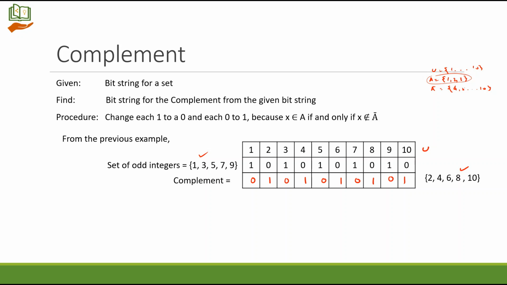So when you take the universal set 1, 2, 3, 4, 5, 6, 7, 8, 9, 10, if 5 elements are present in A, then A's complement will have the other 5 elements. The system will find the complement just by reversing the bits and then taking only those elements from the universal set representation. Now we will see union and intersection operations.